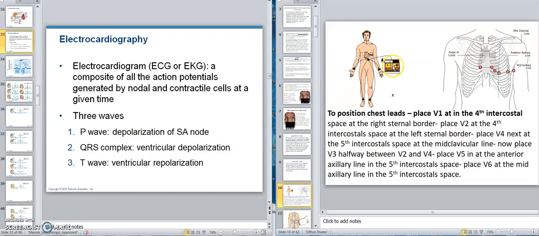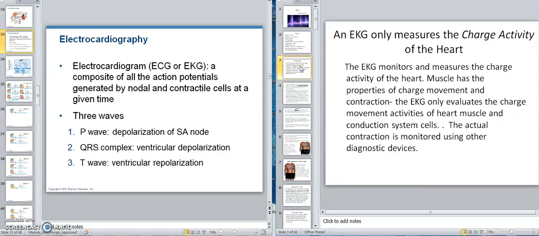Now, this machine, which is the EKG machine, measures charge activity. And what are you looking at? Charge activity, action potentials within the heart. So this is perfect for that. So that's essentially what the EKG is. It only looks at the charge activity, which means you could have a good EKG and have difficulty walking upstairs because the heart muscle is weak, but the charge system is good. Okay? So that's what you're looking at there.